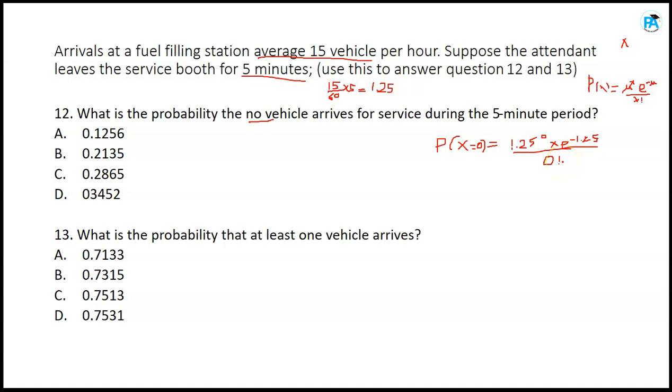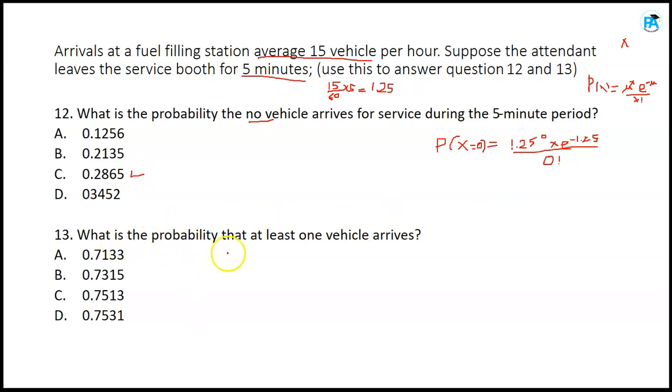To get factorial, you press shift. Look at the on on your calculator. Beside the on, there is a key they've written mode on it. Under that mode, there is another key right under the mode. You press that key, you get factorial. It looks like an exclamation sign. Then you press equal to, and it gives you 0.2865. So the correct answer for this is C.